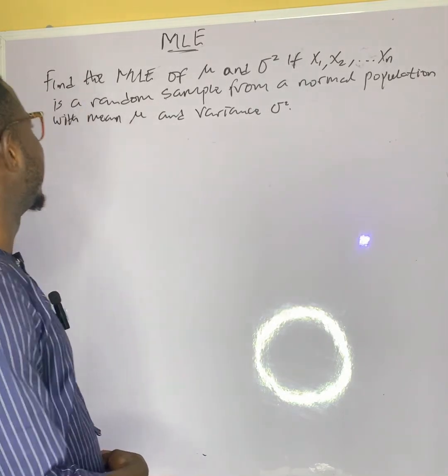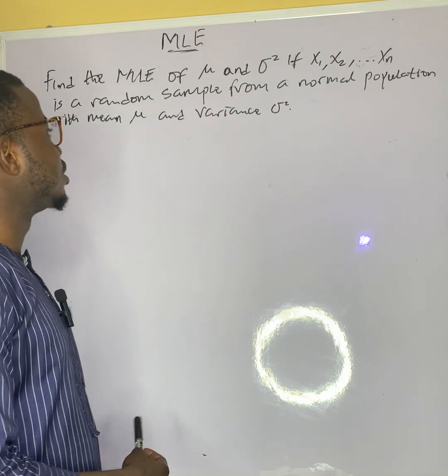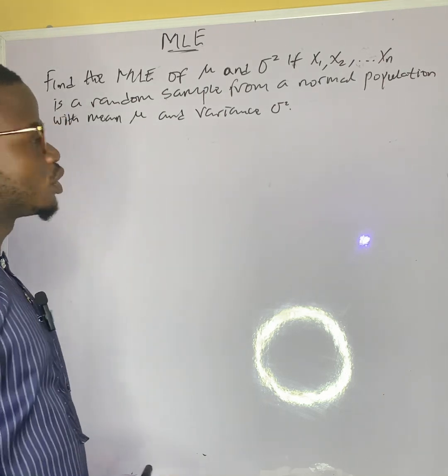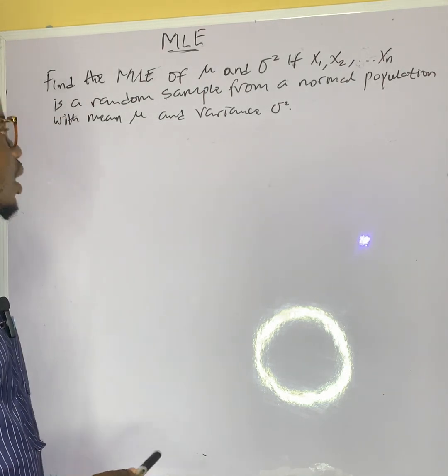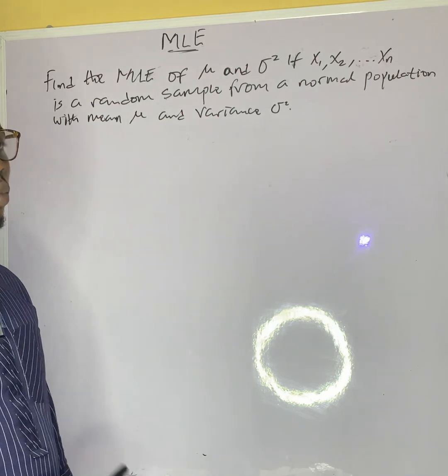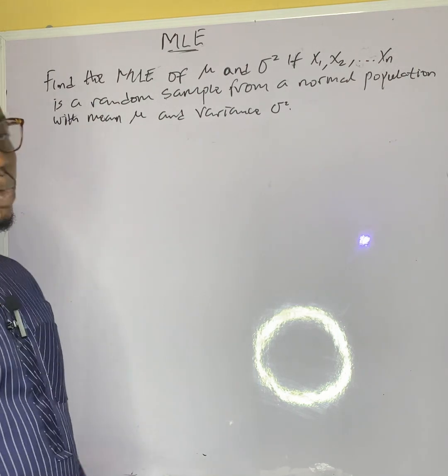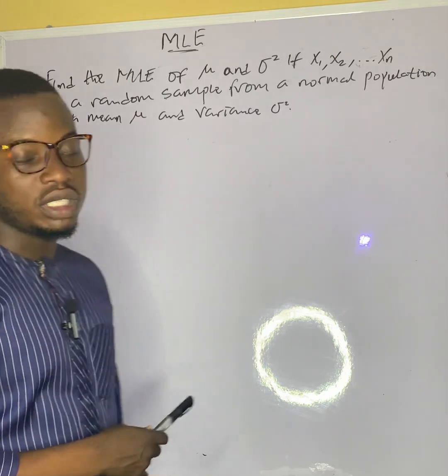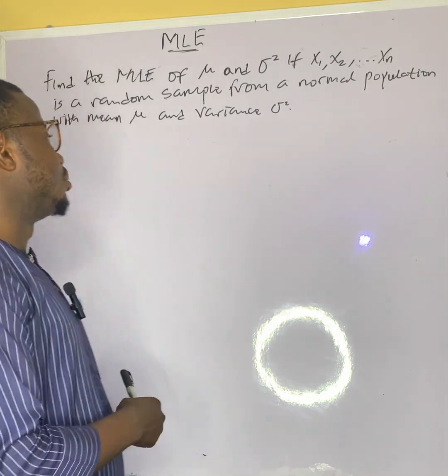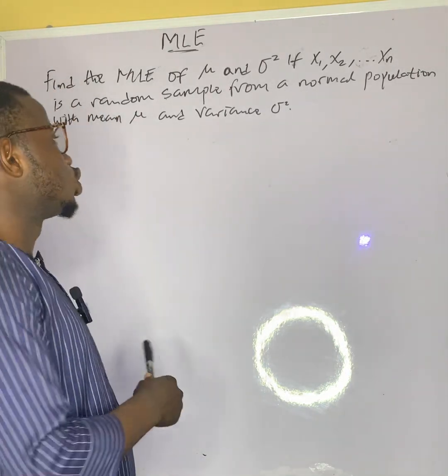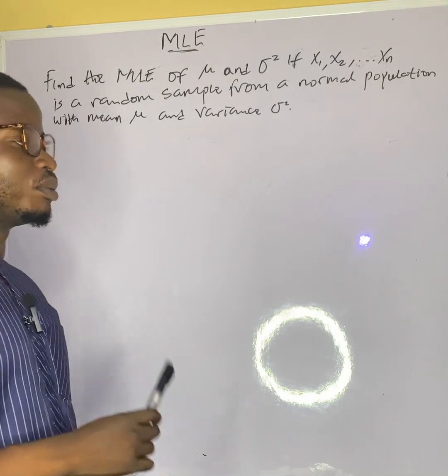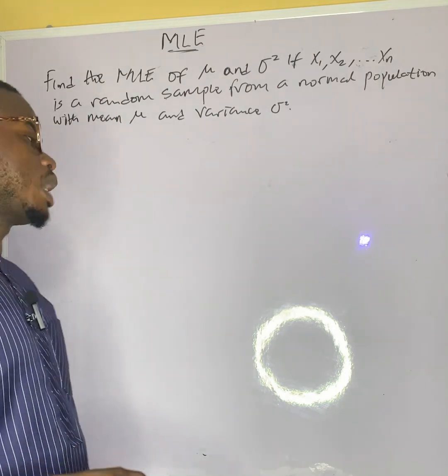And the question I will have here is: find the maximum likelihood estimation of mu and sigma square if x1, x2 up to xn is a random sample from a normal population with mean mu and variance sigma square. So this topic is from maximum likelihood estimation. Then we are to obtain the maximum likelihood estimation for mu and sigma square from a normal distribution.